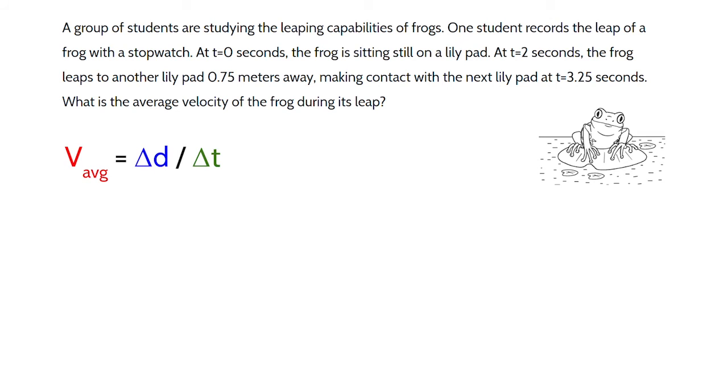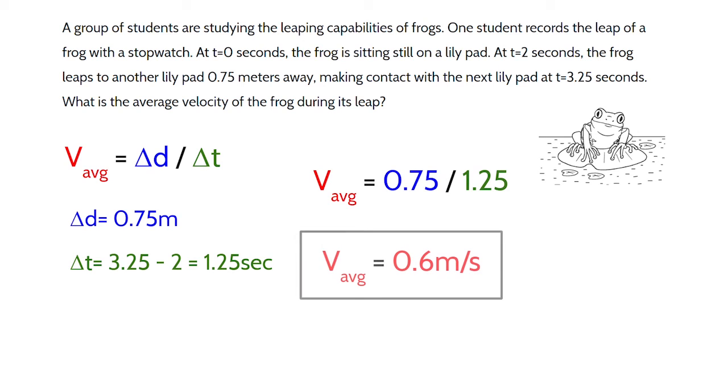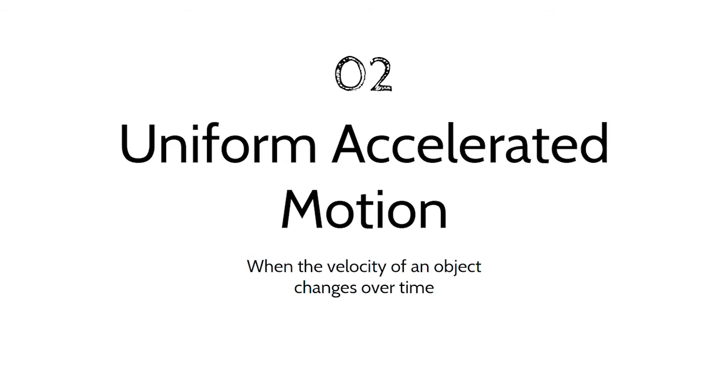A good strategy to have when solving any physics problem is to first write down the known variables and relate them to the equation. The question tells us the distance, 0.75 meters. The change in time would be 3.25 seconds minus 2 seconds, which gives us 1.25 seconds. Sub that in, and it turns out the average velocity is 0.6 meters per second.